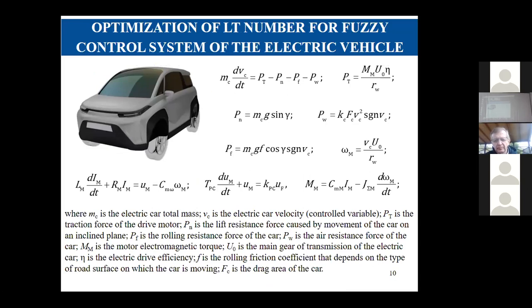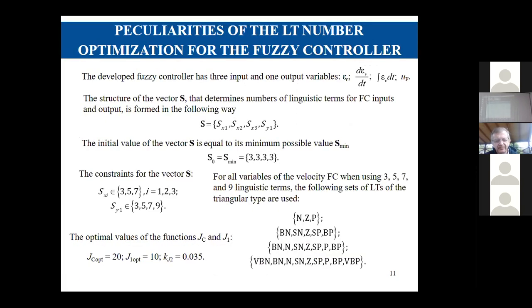To simulate the processes of movement of an electric vehicle in this work, a simplified mathematical model is used, which consists of the following basic equations. The developed fuzzy controller has 3 input and 1 output variables. The total number of fuzzy system variables is equal to 4.